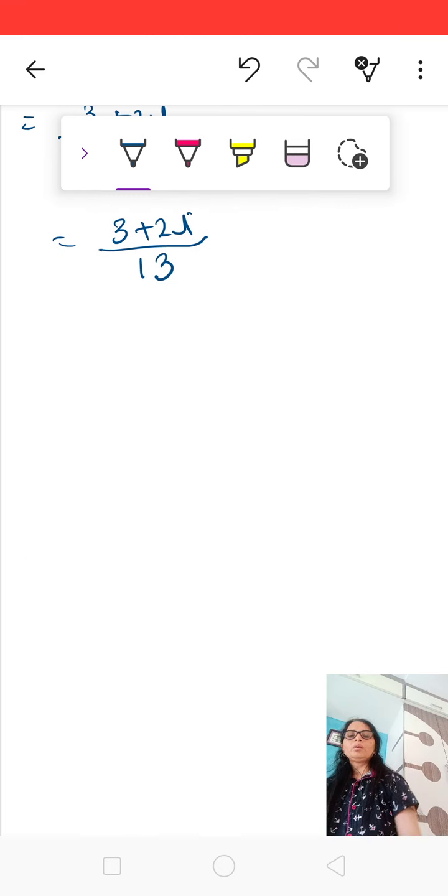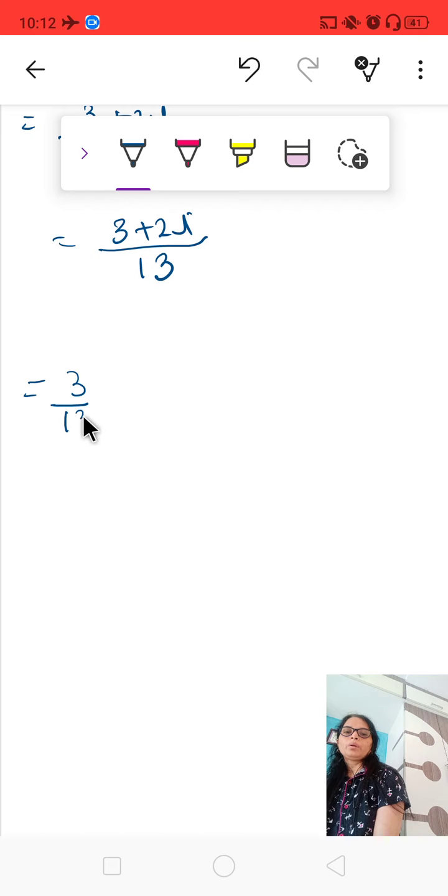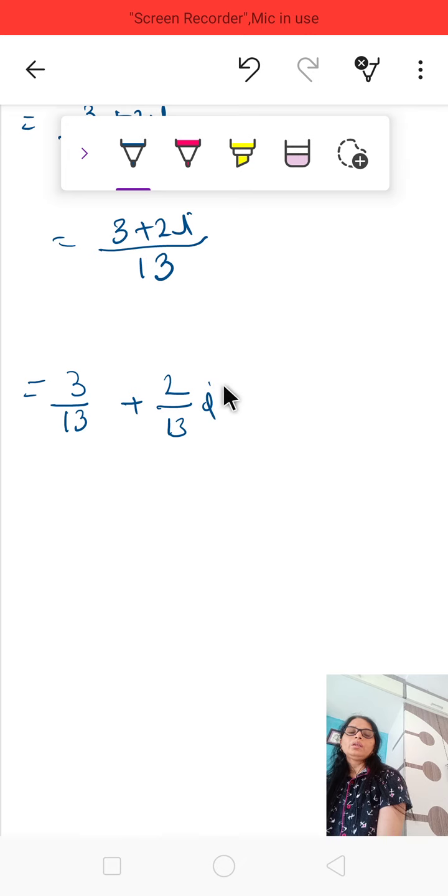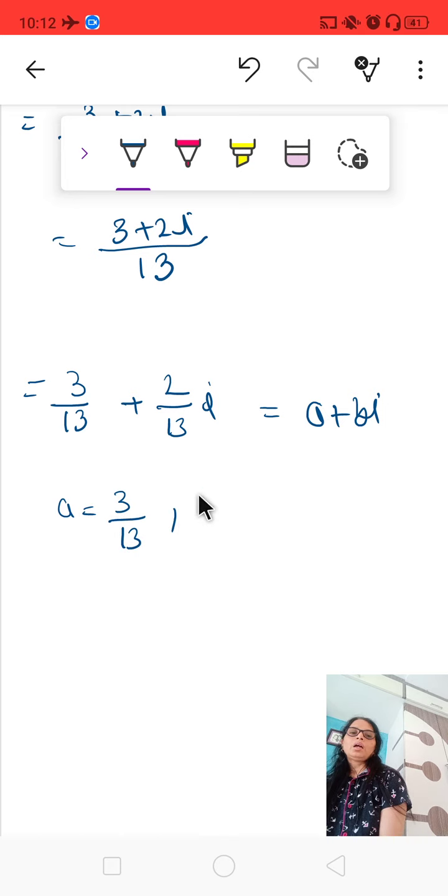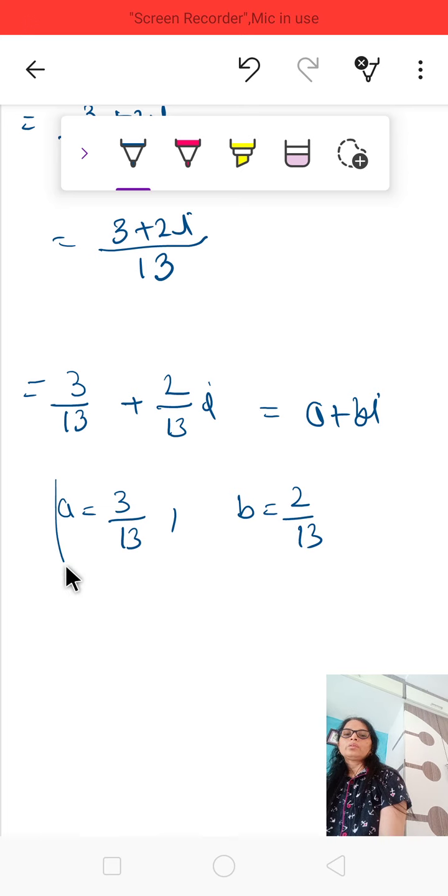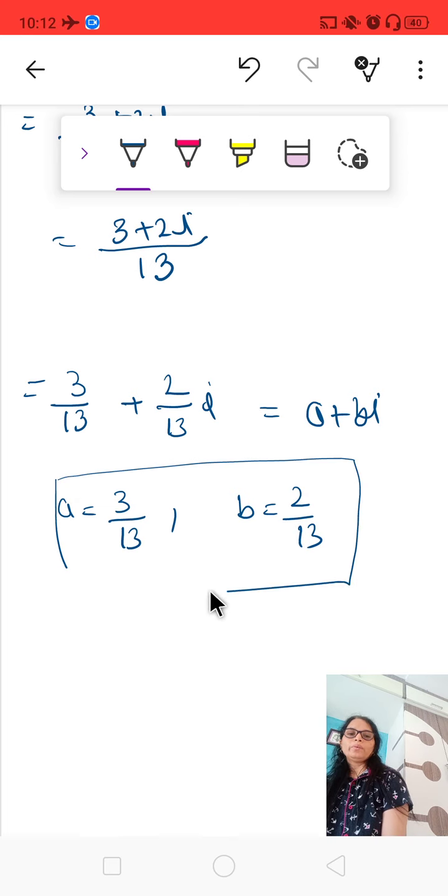So what is the value of a? Now let us write here separately: 3 upon 13 plus 2 upon 13 i. You have to compare it with a plus bi. a is equal to 3 upon 13 and b is equal to 2 upon 13. So your fifth question is also over.